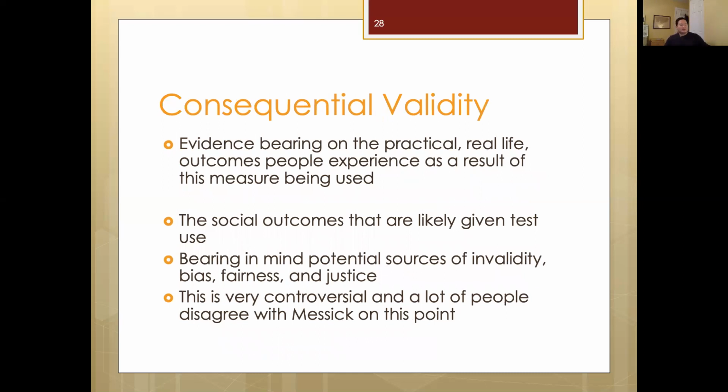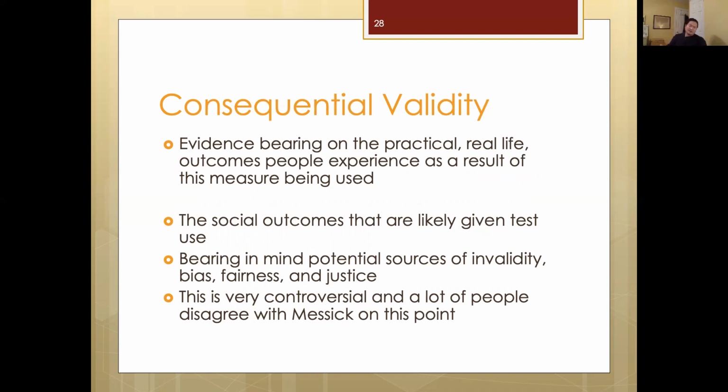The last one that we'll talk about for Messick's validity is consequential validity. And this is, what are the real life consequences of using the scale? What should you be concerned about when you apply this in real life? So what are the social outcomes if you use this test as it's supposed to be designed? What are the potential sources of invalidity, bias, things like that? Basically, what could go wrong? What are the unintended consequences of using this?